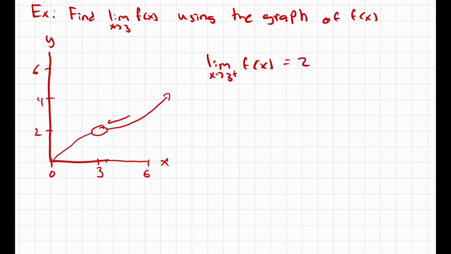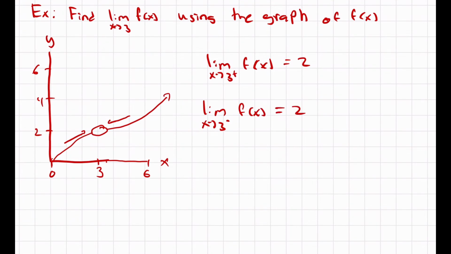Now let's look at the left-handed side. As you can see, as we get closer and closer to 3 from the left-handed side right here, we see that the outputs of the function get closer and closer to the value of 2. So therefore, the limit as x approaches 3 from the left-handed side for the function f of x is also equal to 2.